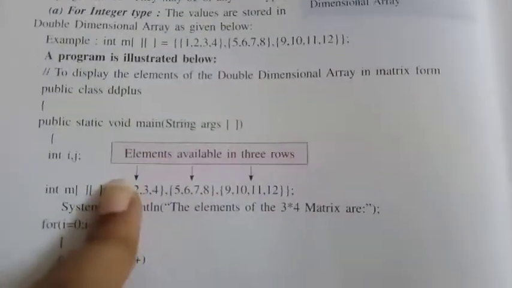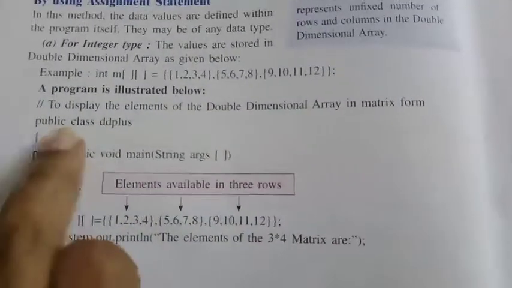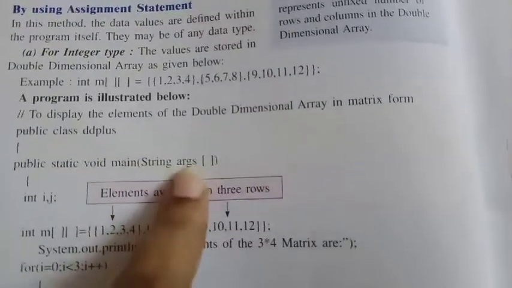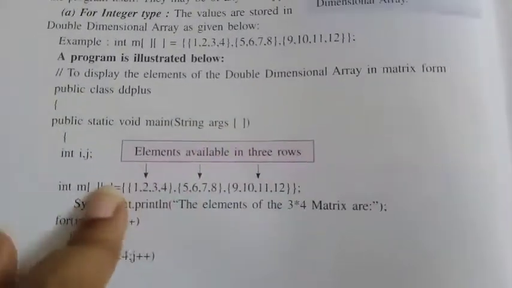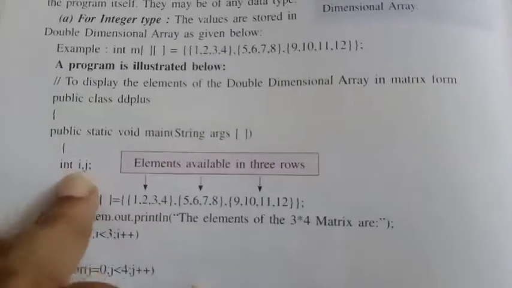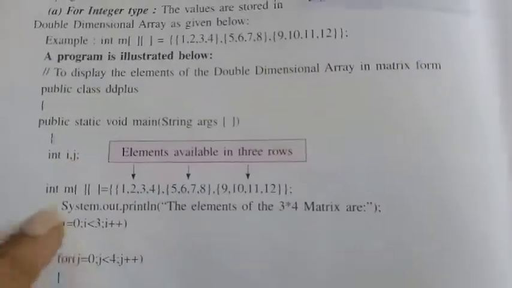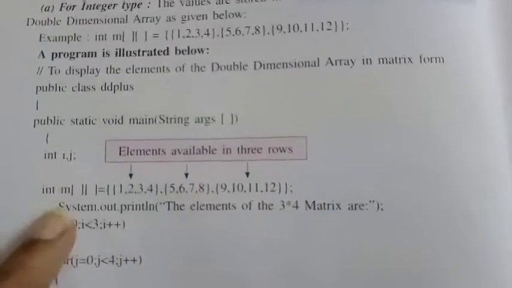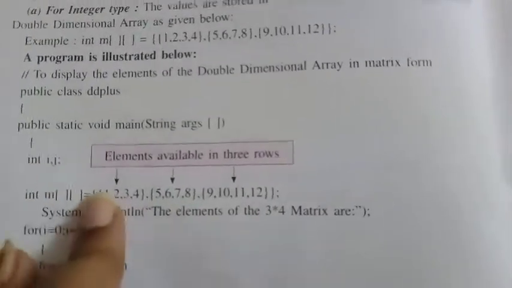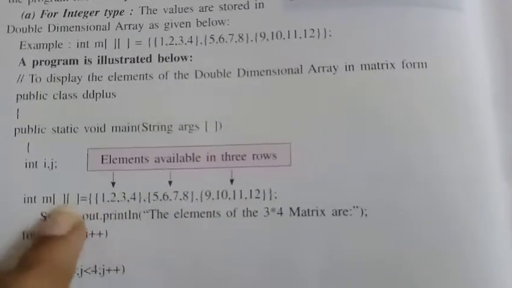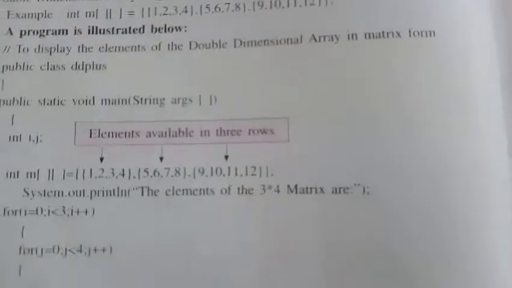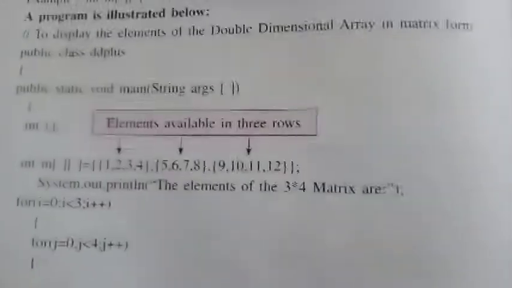And see here, you know the class name, and this is your void main function, String args. Then we are entering into the program: int i and j. This is the declaration for the for loops. We are going to use this variable, int m of is equal to 1 2 3 4 5 6 7 8, like this the values we have given.